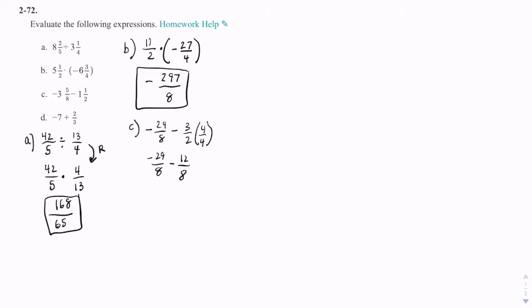And that comes out to be negative 41/8, right? Negative 29 and negative 12 is negative 41/8. And again, you could write it as a mixed number, which would be negative 5 1/8. Okay, and last we have D.